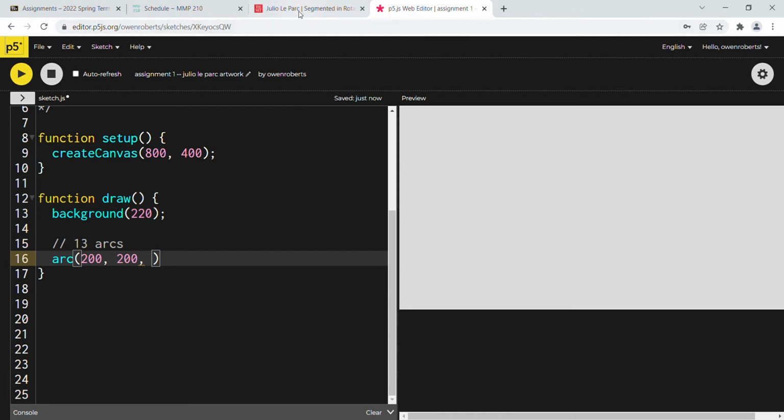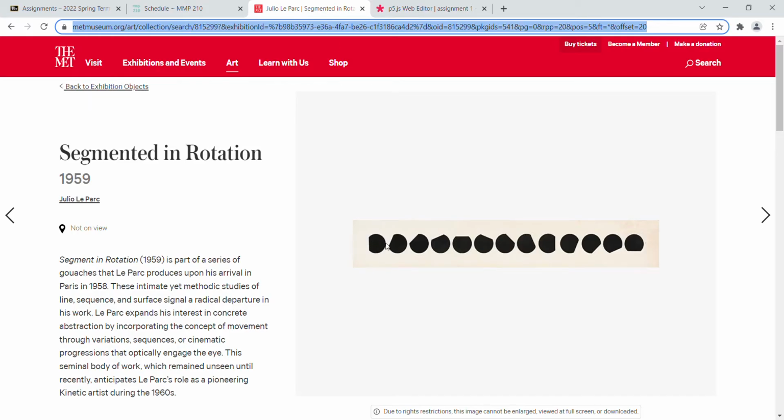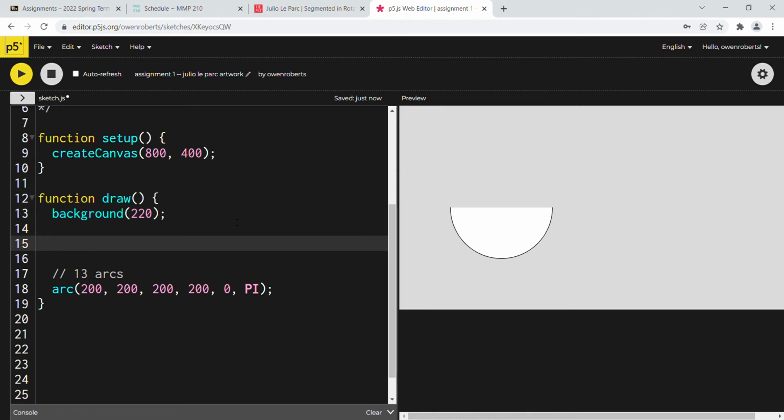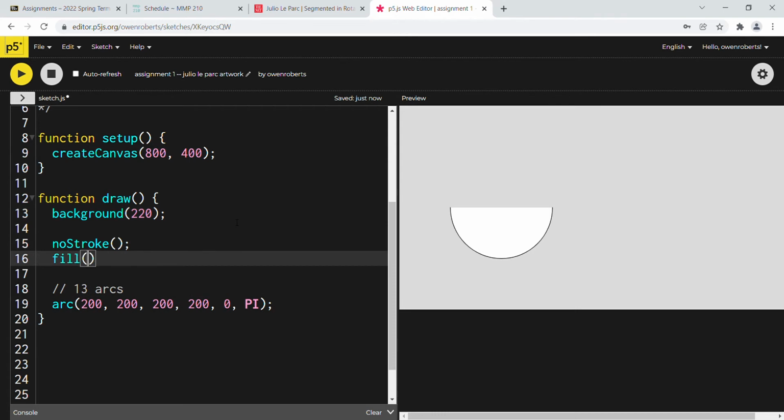And then the arc itself is about half the height of the canvas. So I'll use 200 and 200 again for the width and the height. And then the part that's going to be tricky is getting the rotation. So I'm just going to start with 0 and pi for my rotation. And so that's a good start. So a couple things, I don't need the stroke, so I'm going to say no stroke. And then I want the fill of my arc to be black, so I'm going to say fill is black.